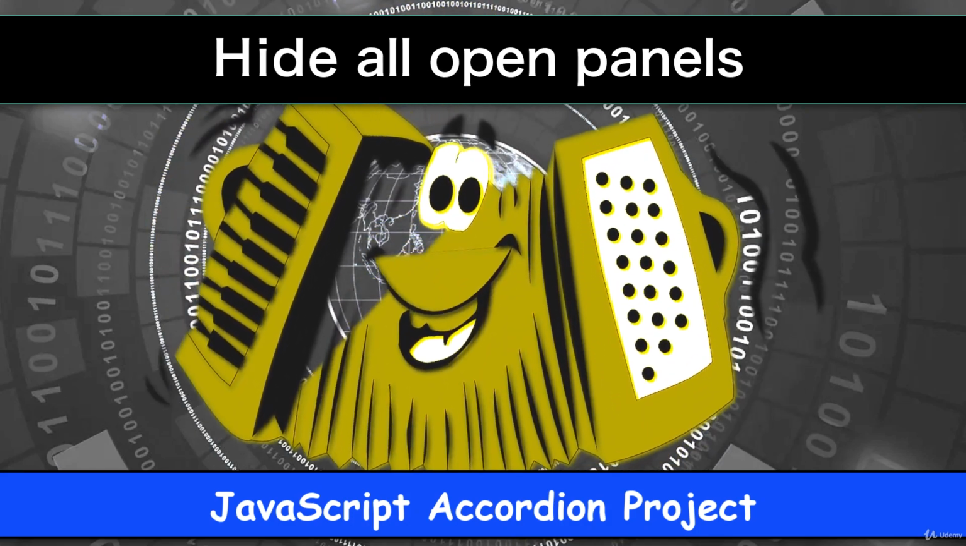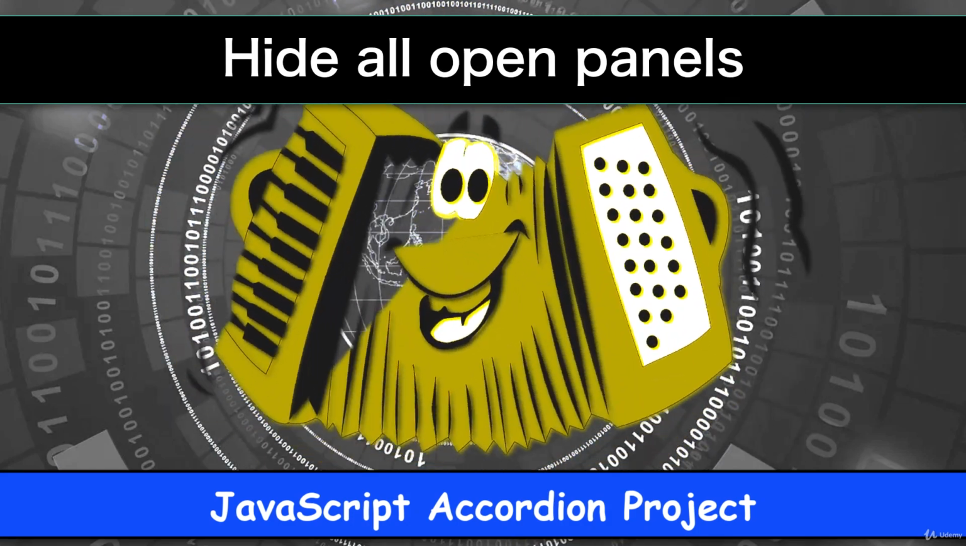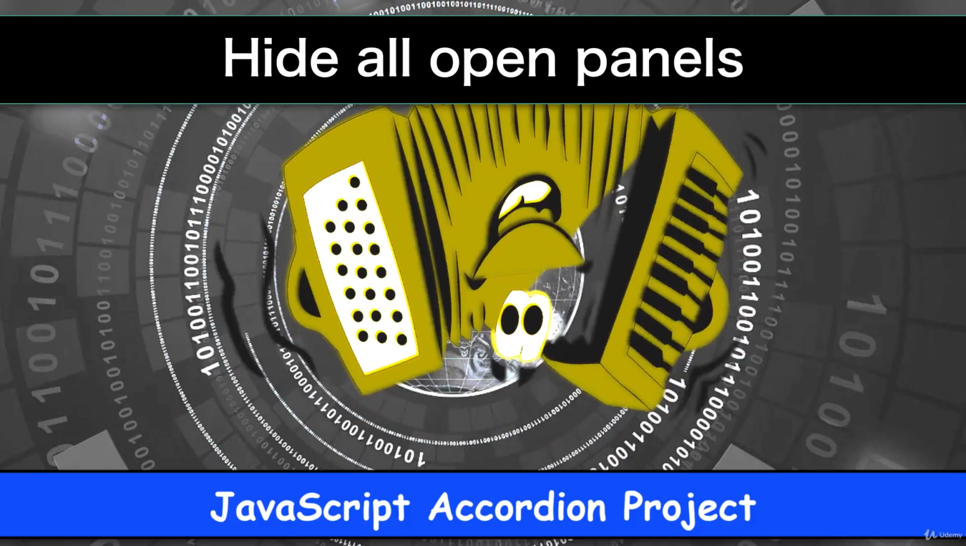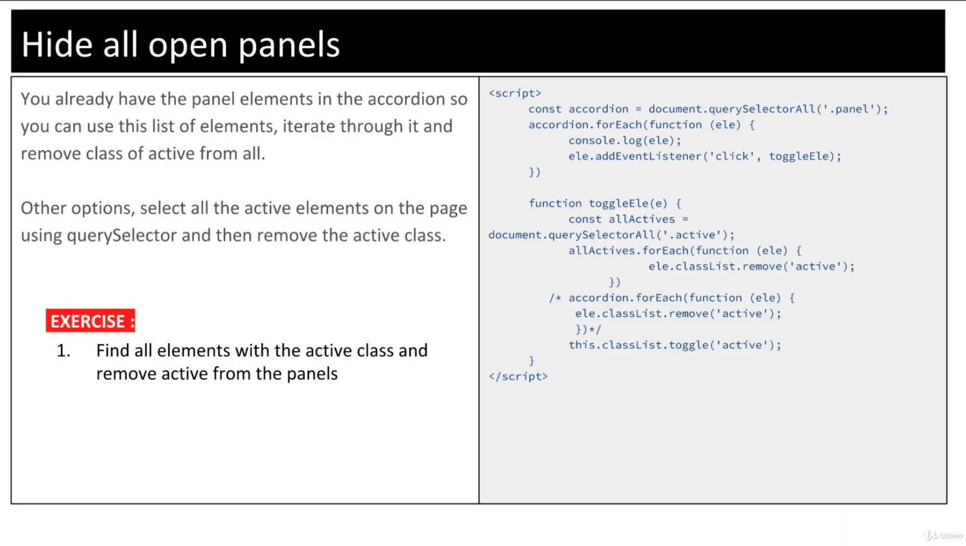Hey, welcome back. In this lesson, we're going to be updating the accordion because in some cases, you might want your accordion to hide all the open panels. Now, there are a number of ways to do this, and I'm going to present you two different ways: using the class list to remove all of the active, and also removing the active and toggling the active on the selected element body.